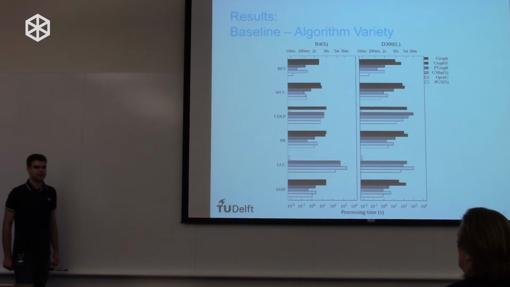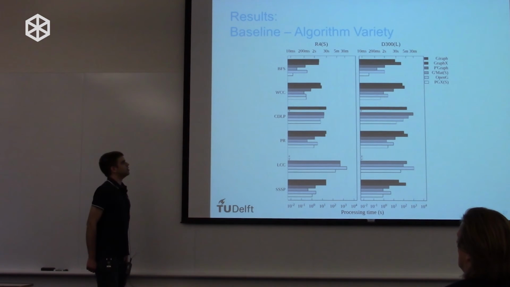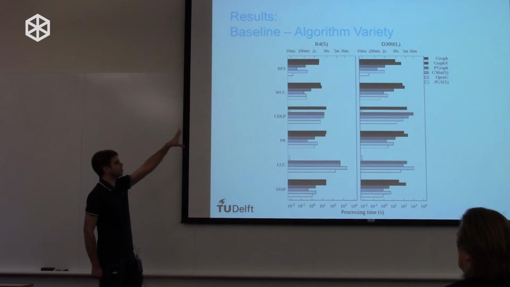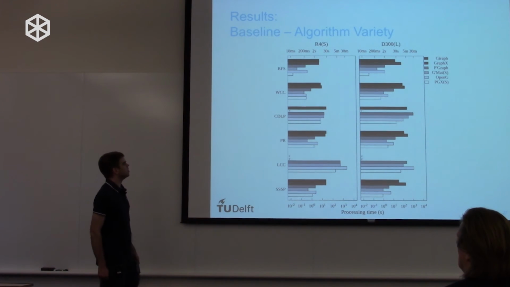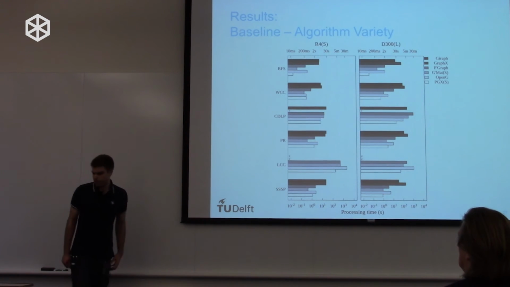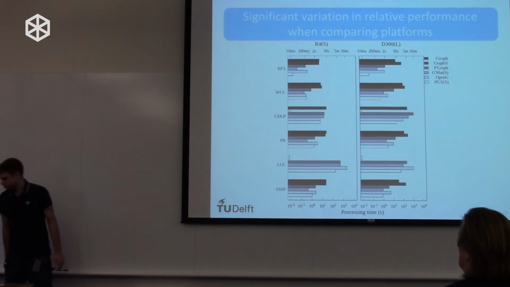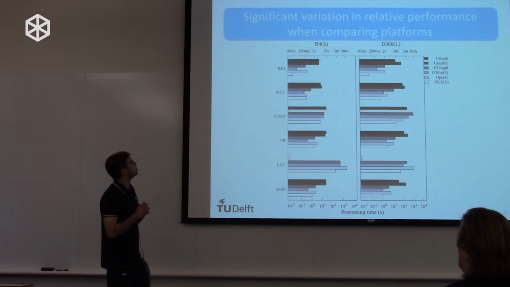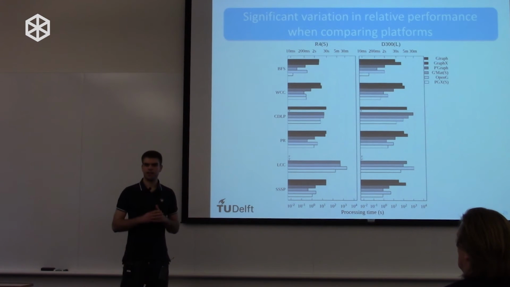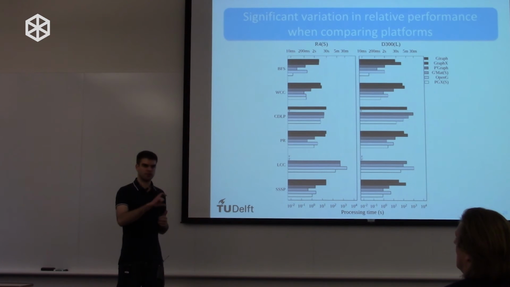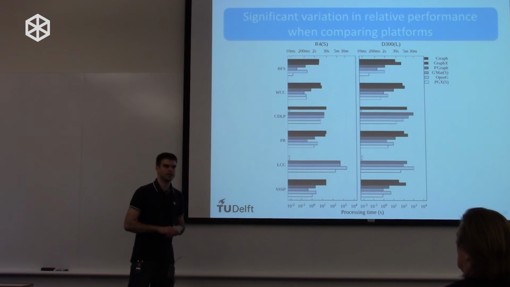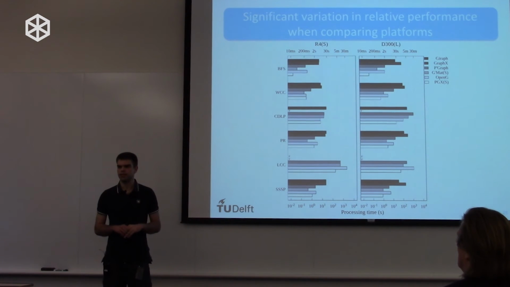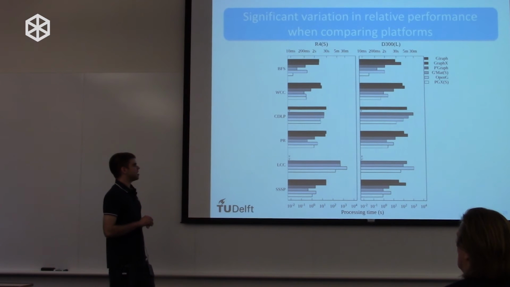One of the interesting things we found is if we look at the algorithm variety experiment, so we have 2 different graphs, a rather small one and a larger one, and then the 6 different algorithms. One of the things we found is that between these algorithms, there's quite a significant variation in the relative performance between the different platforms.